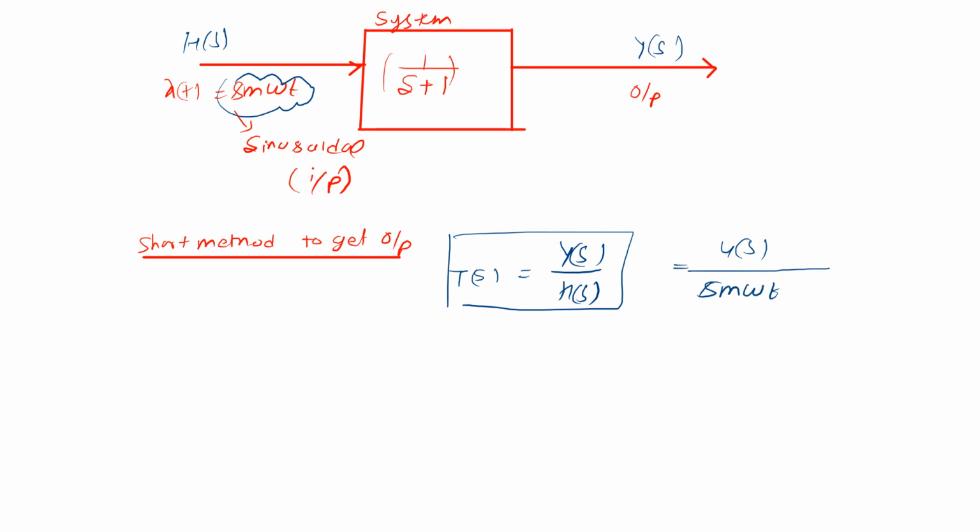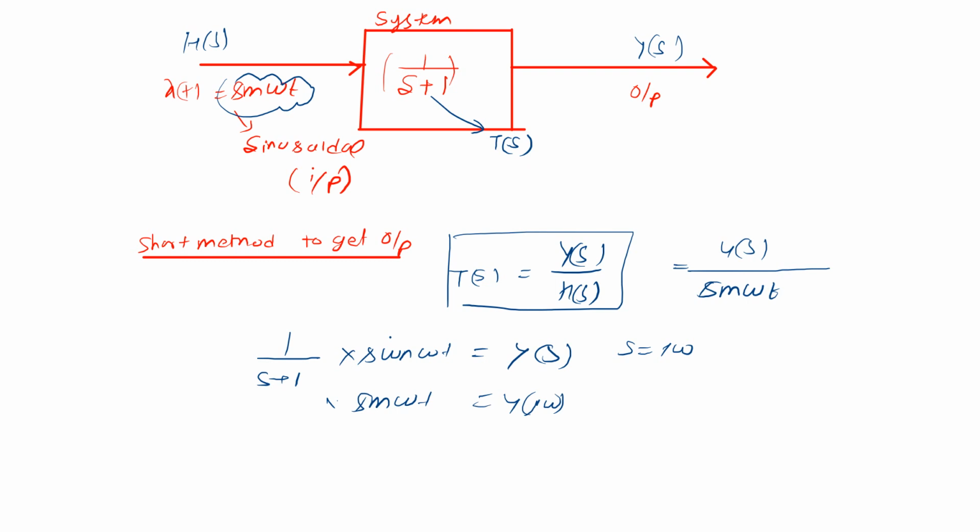All right, and this is the transfer function response. What is it? 1 upon s plus 1 will be multiplied with that sine omega t, that is Y(s). Okay, we got it. Now you just have to put the value s equal to j omega. So Y is equal to 1 upon j omega plus 1, and this is multiplied with sine omega t. Now you have to take the square root.